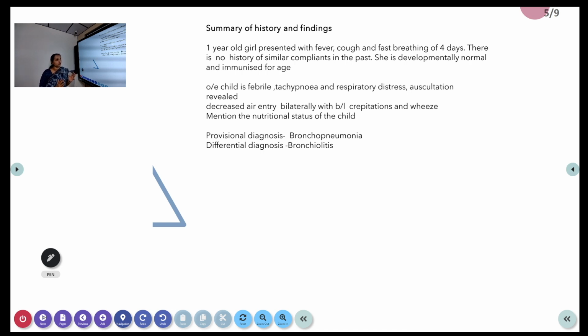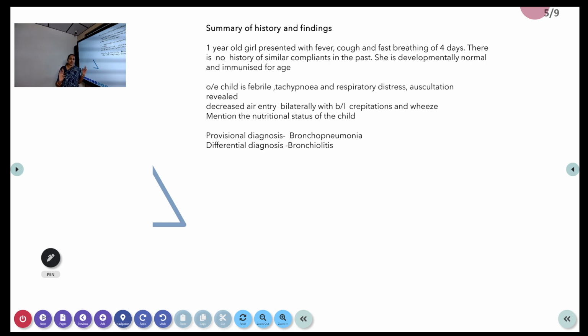Suppose the fever and cough is going on for more than 14 days, then we may suspect other organisms also, like tuberculosis. If it is fever and cough of more than 14 days and it is not responding to the usual antibiotics, the normal antibiotics which you give for pneumonia, then only we will think of tuberculosis. So this is a child who presented with fever, cough and fast breathing, and in this child there were no similar complaints in the past.